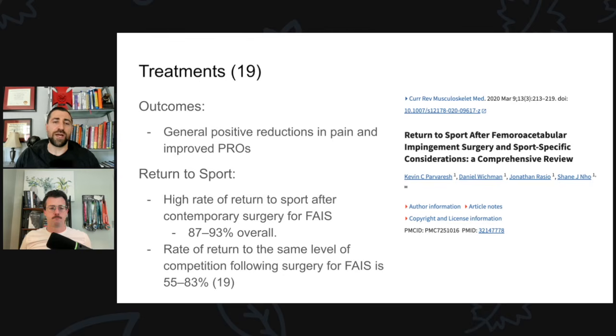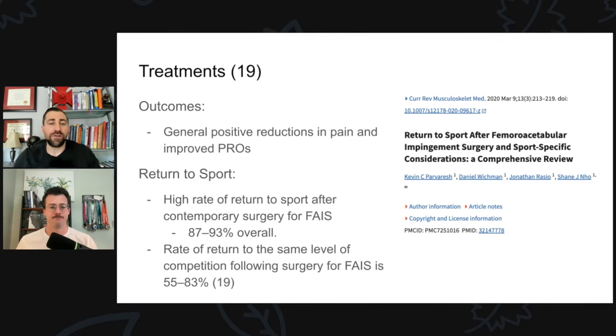Well, you have generally positive reductions in pain and improved patient-reported outcomes after FAI surgery, although it's just going to vary based on the study that you read. In some of these studies, the surgery is not as successful as we'd like it to be. We'll save that for another lesson, though.